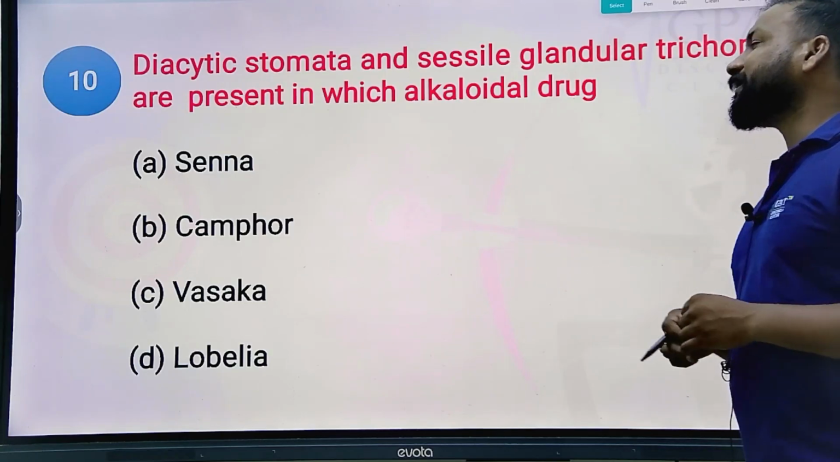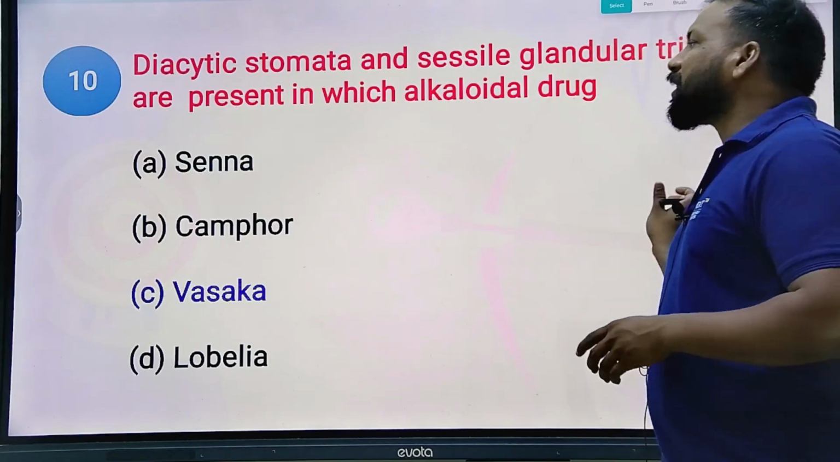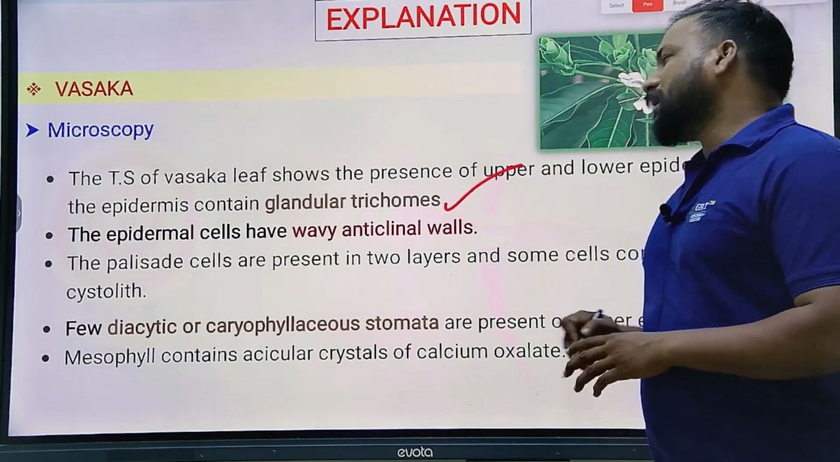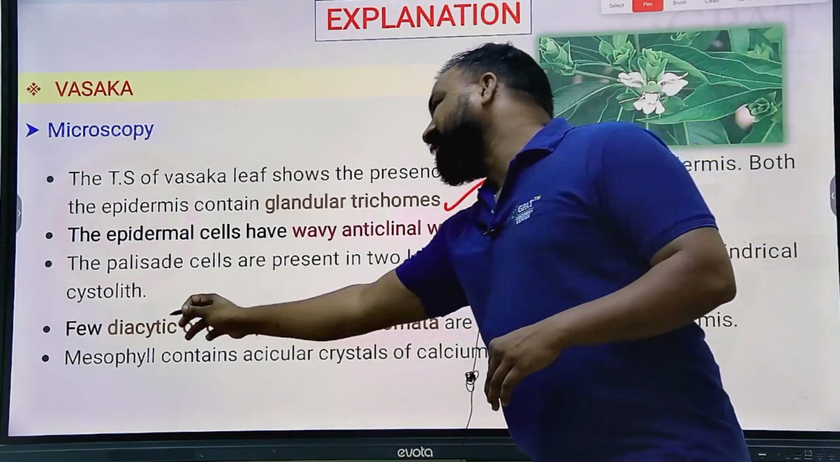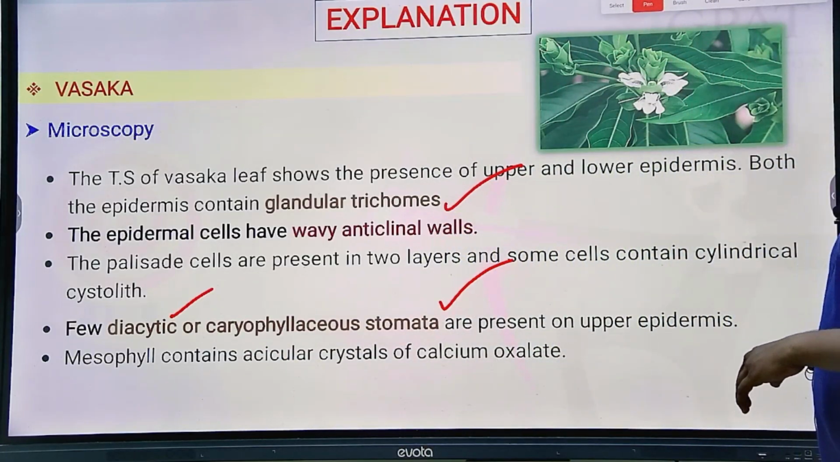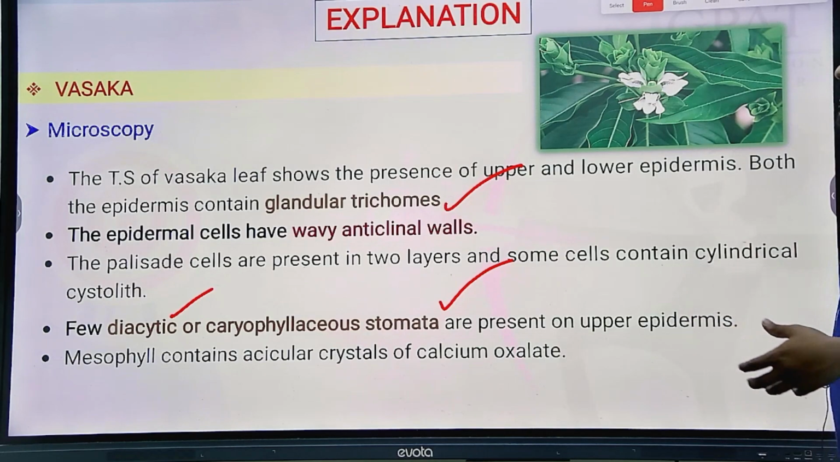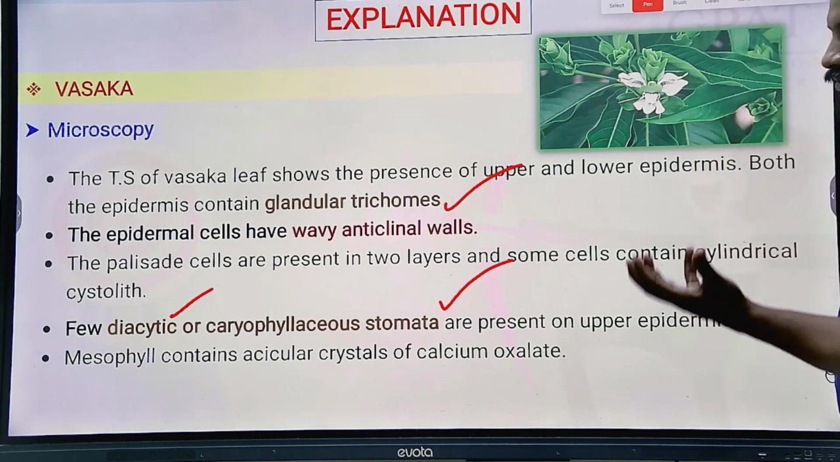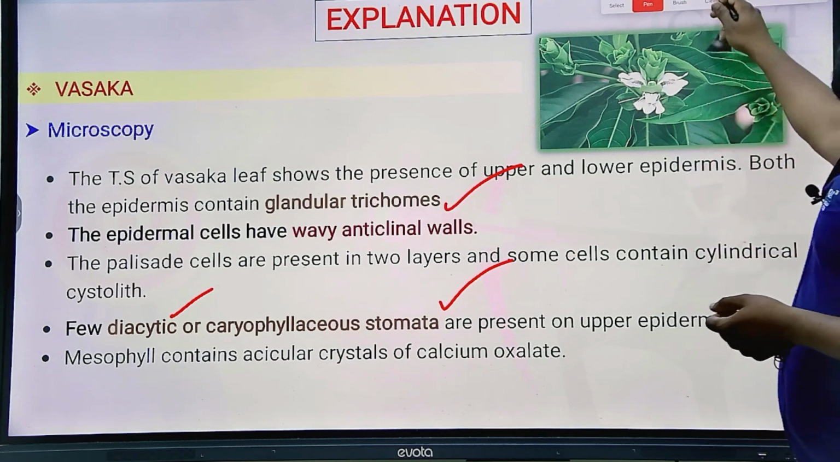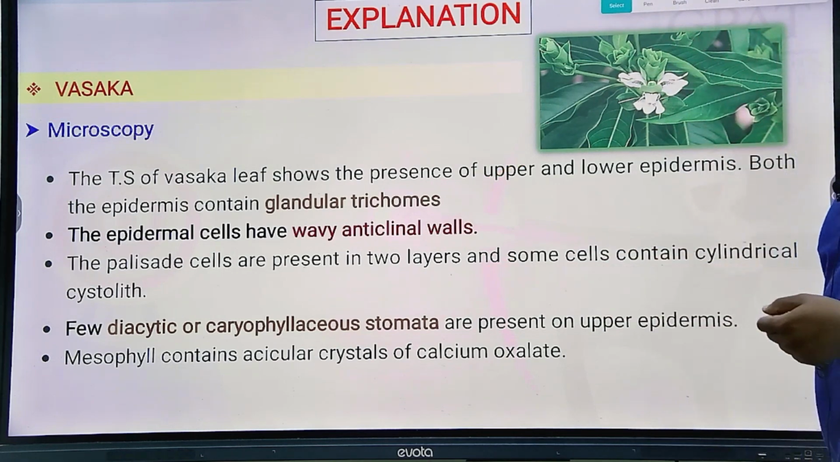Undoubtedly the answer is Vasaka. Vasaka contains glandular trichomes as well as diacytic or caryophyllaceous stomata. Clear? So Vasaka contains glandular trichomes as well as diacytic and caryophyllaceous stomata. It is a quinazoline alkaloid.